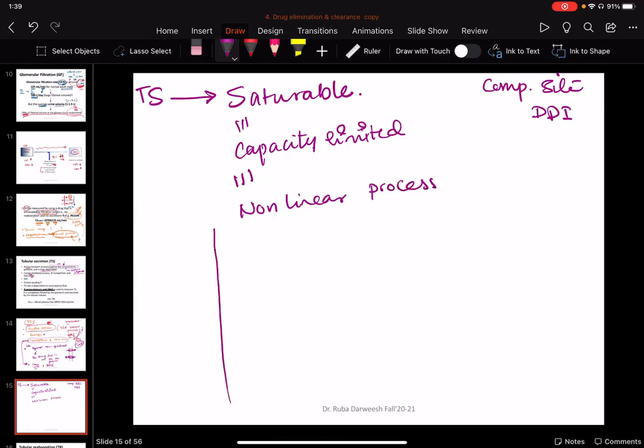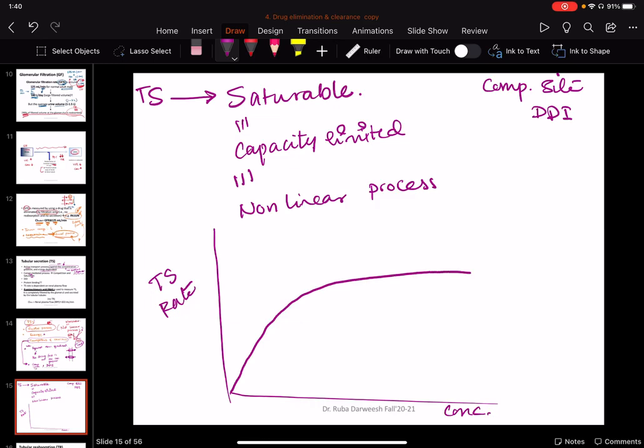What we mean by this is that if you have tubular secretion rate versus concentration of the drug, the rate will increase until we reach a plateau because of the saturation. Why do we have saturation? Just think about it. Why does the saturation usually happen?